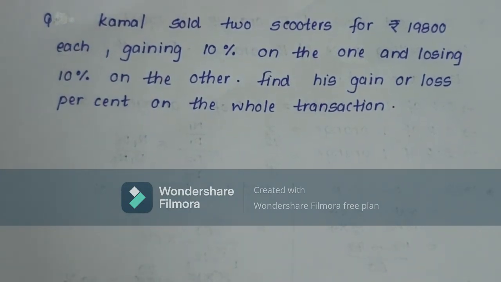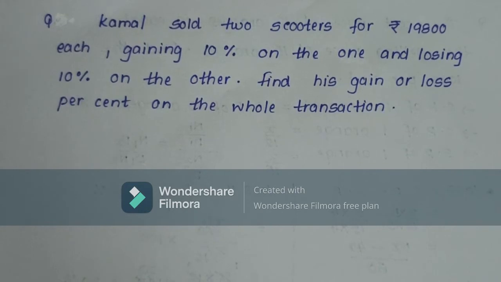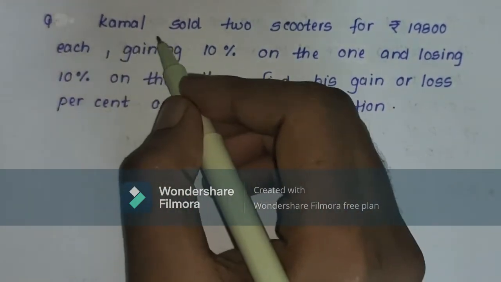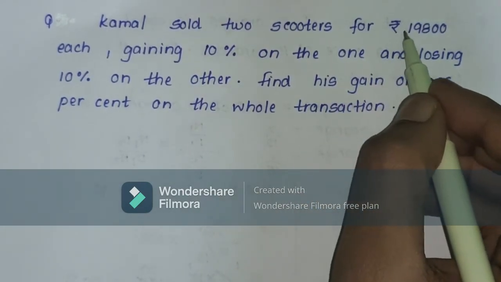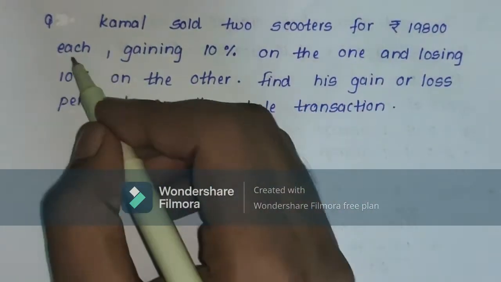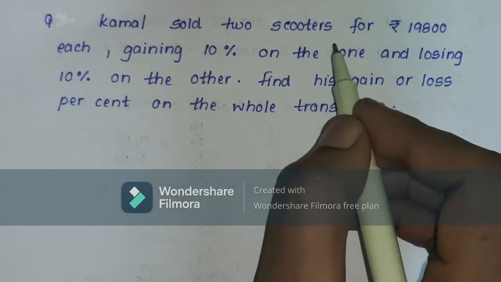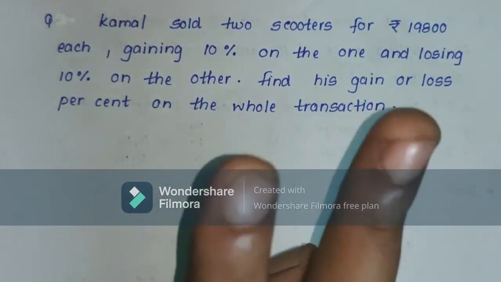Now the next question is a very interesting one. The most interesting question of this whole chapter, profit and loss. Okay student, before I start, I will tell you it will be solved in two cases. Let us read the question. Kamal sold two scooters for rupees 19,800 each. That means every time the sale price is the same, there were two scooters, right?